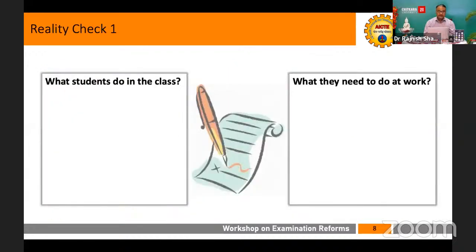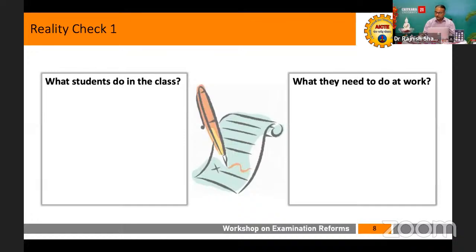Let us perform three reality checks. I will give you a minute or so. I do have a notebook with me, and I'm sure you also have some notebook or notepad in front of you. I really request you to write down what students do in the class and what they need to do at work. Please write down in the chat window also what students do in the class.